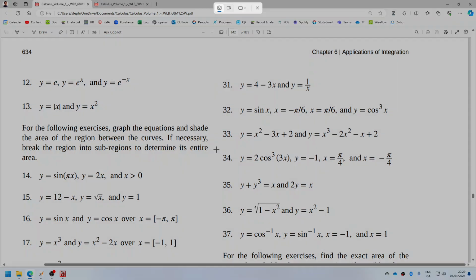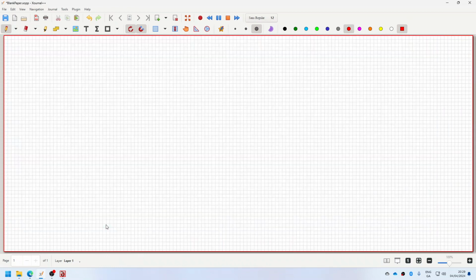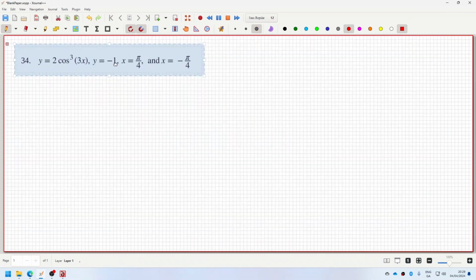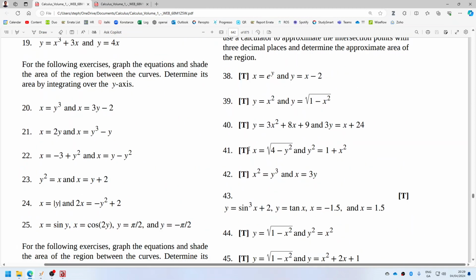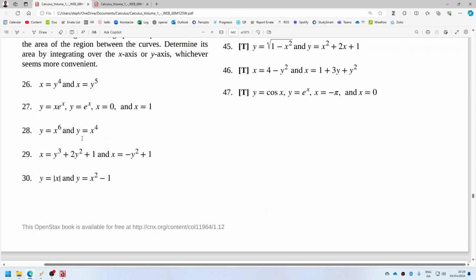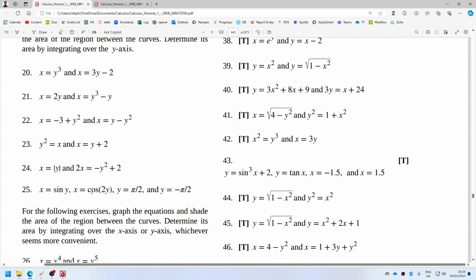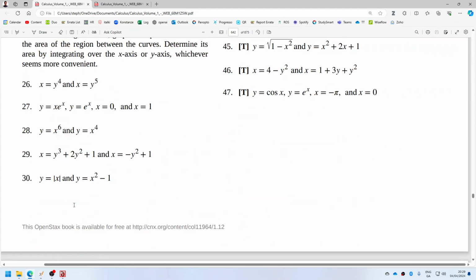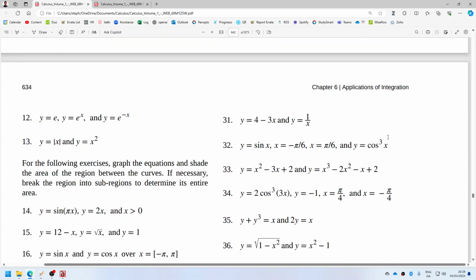Okay, now 34. So the last time I did a cubic question, where was it? Where did it come up? Oh, where was it? Oh, there it is, 32. Only a couple of questions ago.